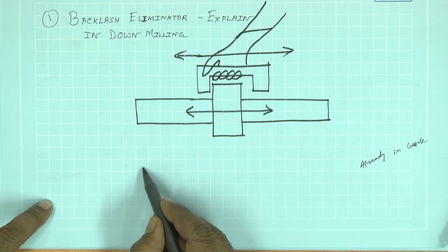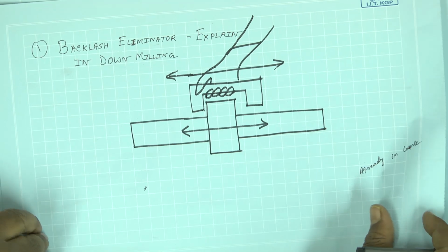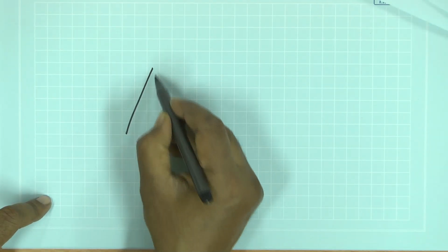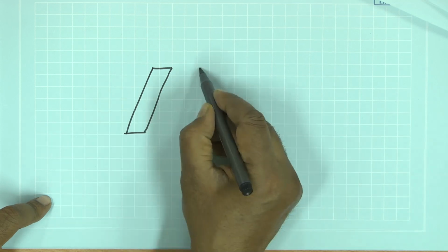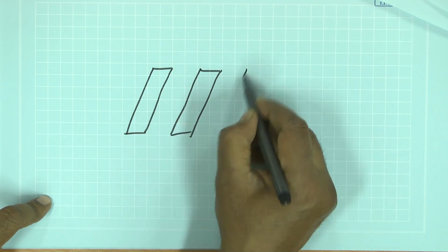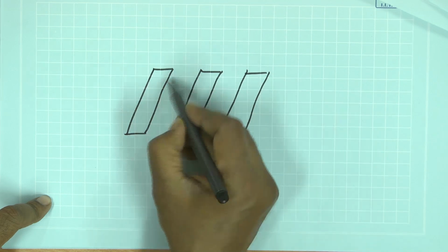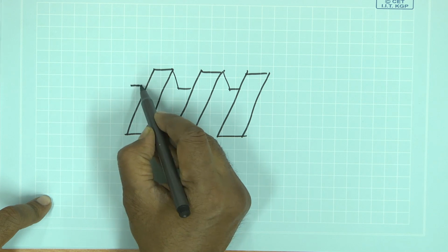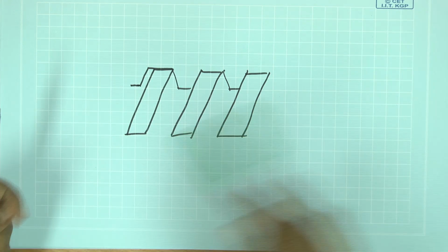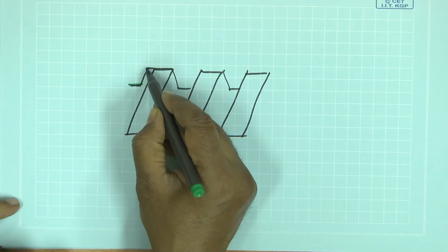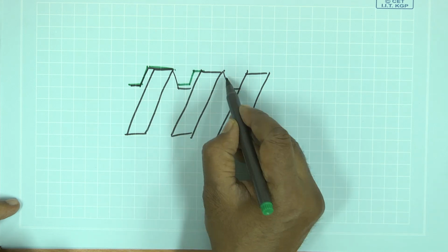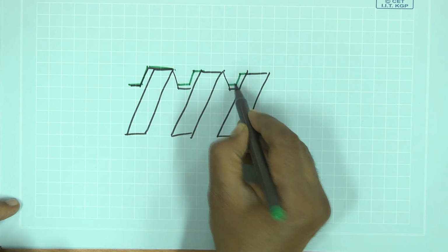So, it also follows that if you have, let me draw a larger figure, a threaded element, these are the threads, etc., and this is the nut, once again let me use a different color for the nut. The nut is having a slight clearance. You might say, why should the nut have a clearance?